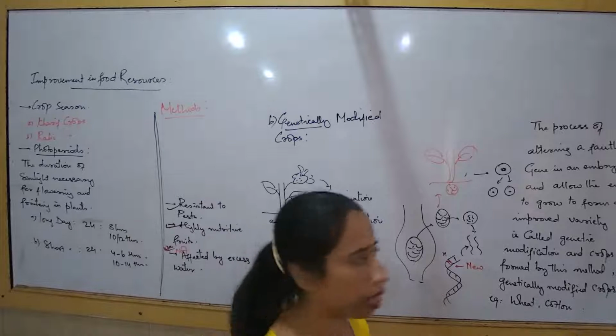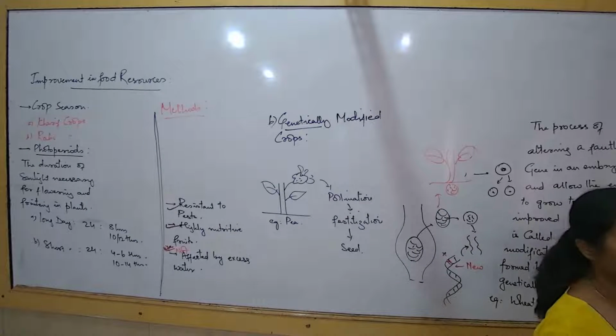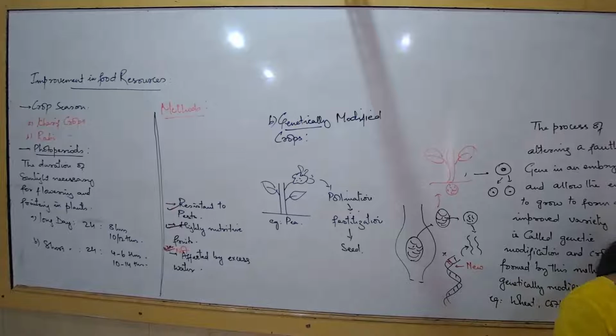So we are done with the first part, where we understand how crop variety can be improved. Either you bring parts of two plants, fuse them together and allow them to grow, or you make modifications in the cells and the DNA and then allow them to grow. Either of the two methods. Crop variety improvement, we are done with.